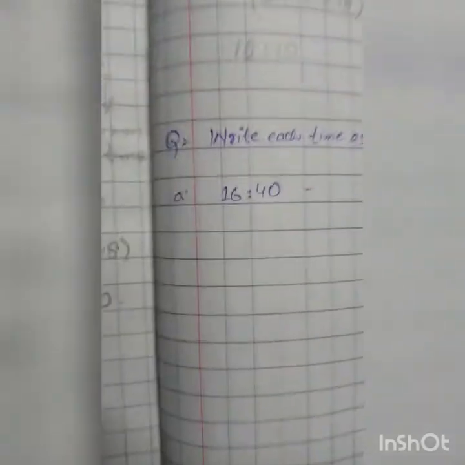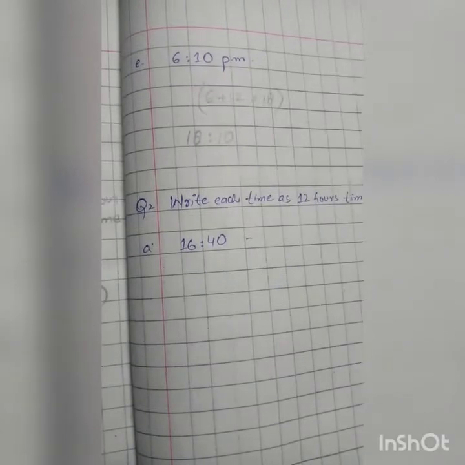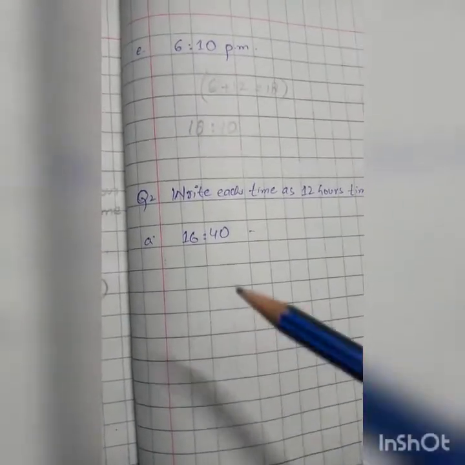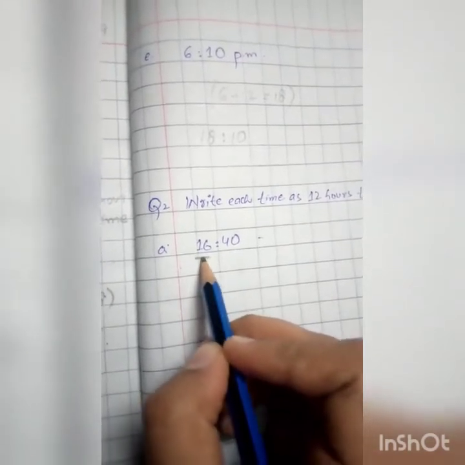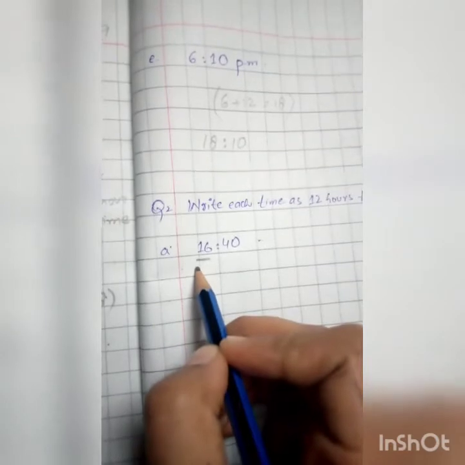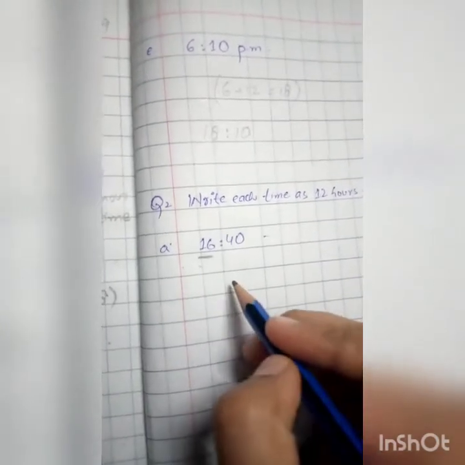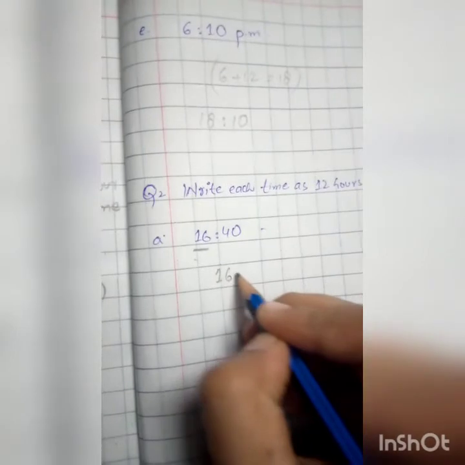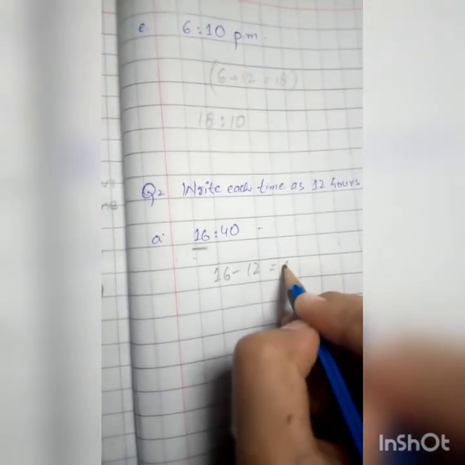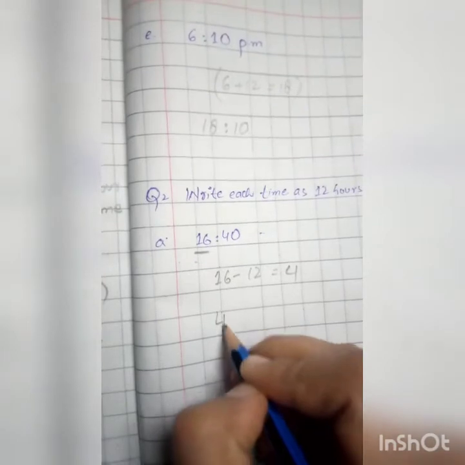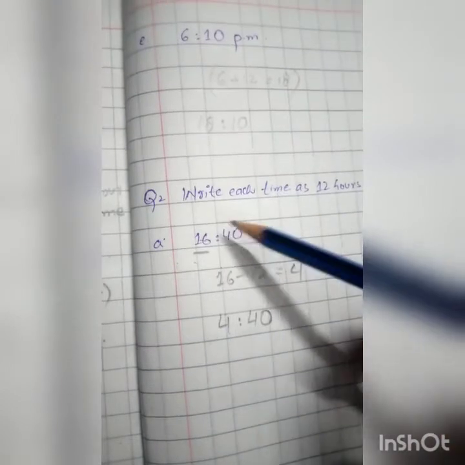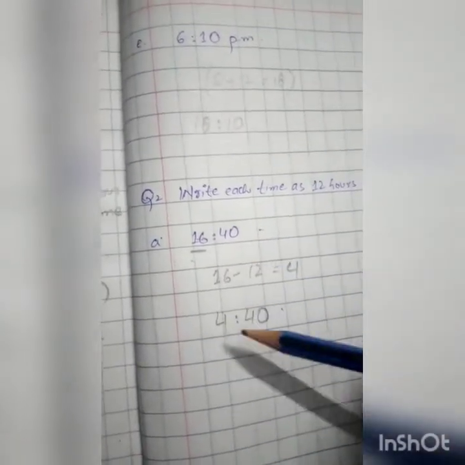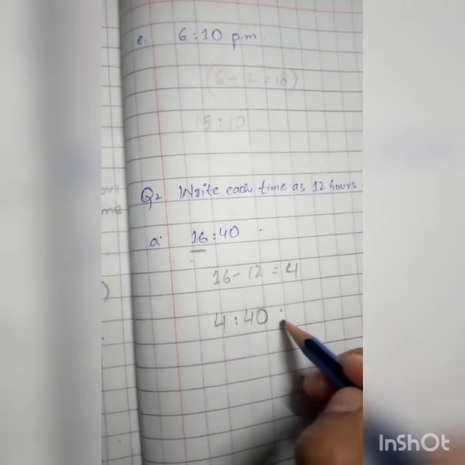Just move towards our question. The part A is 16:40. We can see this 16 is more than 12, or greater than 12. So we have to subtract 12 from this number. This 24-hour time changes into 12-hour time like this, so it becomes 4:40 p.m.